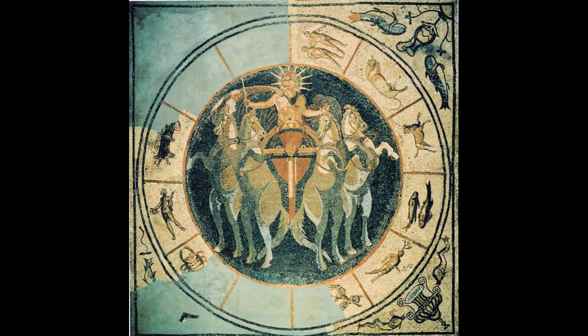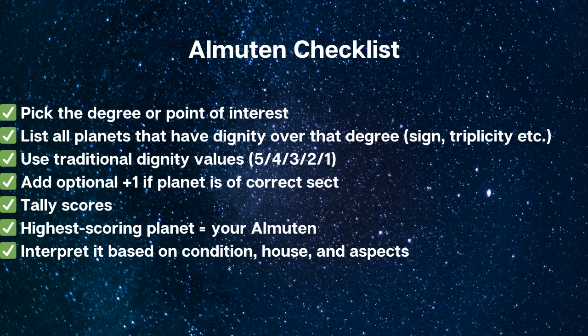So, as a checklist for finding the Almuten, you have the following steps. Pick the degree or point of interest. List all planets that have dignity over the degree, sign, triplicity, and so on. Use traditional dignity values, as I said, the points. Add an optional +1 if the planet is of the correct sect. Tally scores. The highest scoring planet is your Almuten. Interpret it based on condition, house, and aspects.